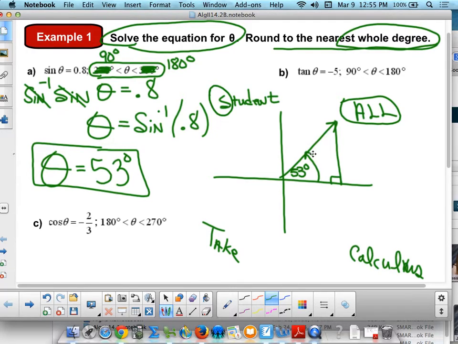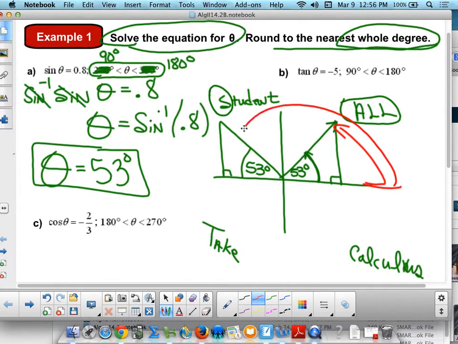Your calculator is not programmed to tell you that. So here's what you have to do. Take this triangle and reflect it over the y-axis. So it's going to look like this, right? What's this angle? It's called the reference angle. What's it here? 53. And now here's your first answer, 53. Here's your second answer. This is the one you have to come up with.